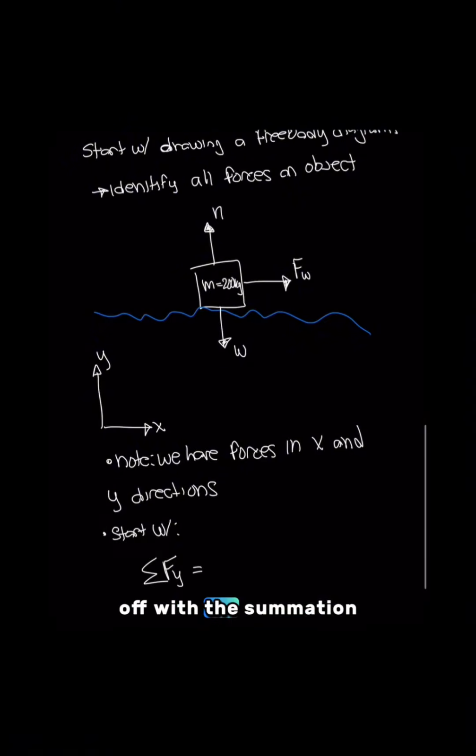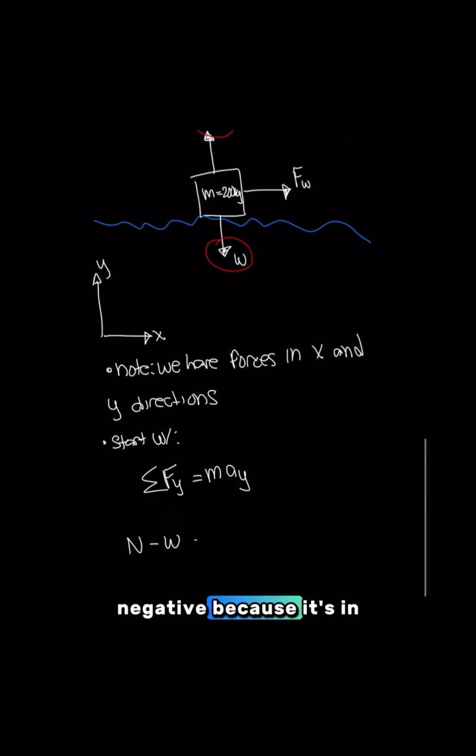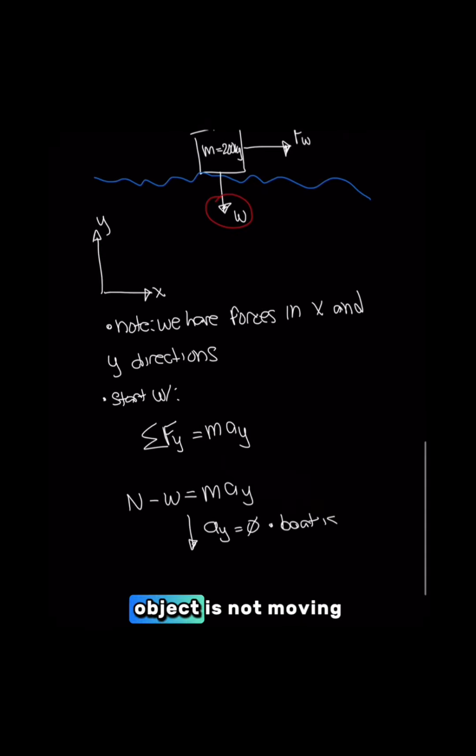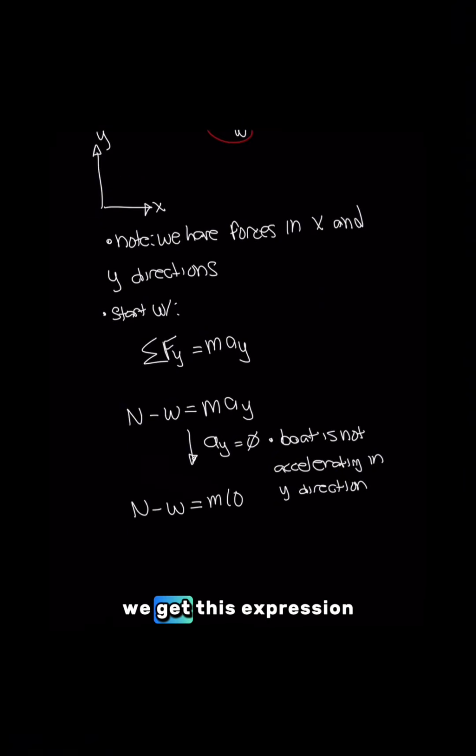So we can start off with the summation of forces in the y equation. In the y direction, we have the normal and the weight force, so we plug those in, noting that weight is negative because it's in the negative direction. We can assume that the object is not moving in the y direction. Since it's not moving in the y direction, the acceleration in the y is going to be equal to 0. So if we plug that in, we get this expression here.